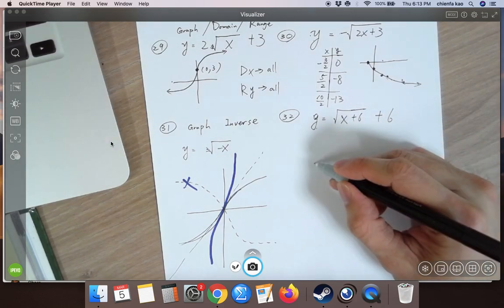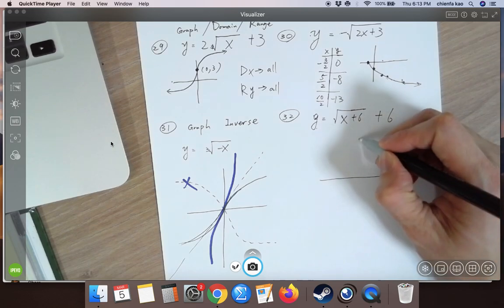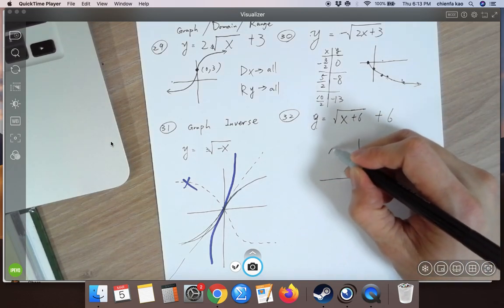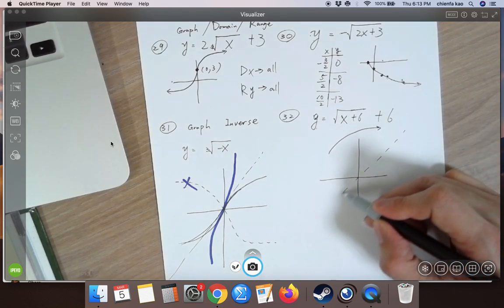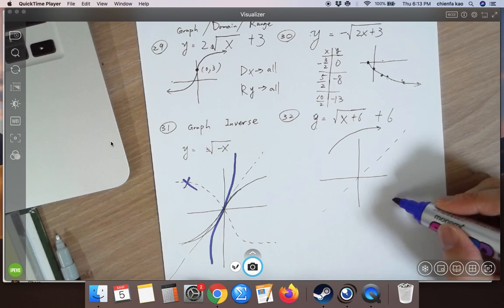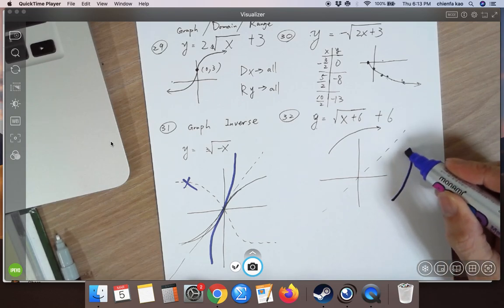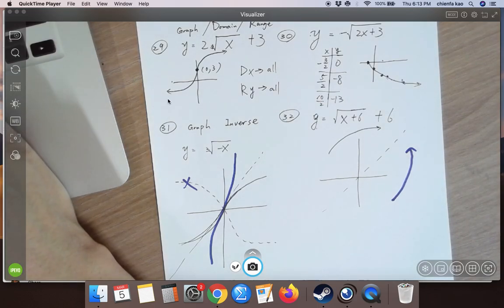All right, this one, 6 to the left, 6 up. So the regular function is 6 to the left, 6 up, so it looks like that. Okay, so the inverse must look like this. Okay, well, that's all of them.